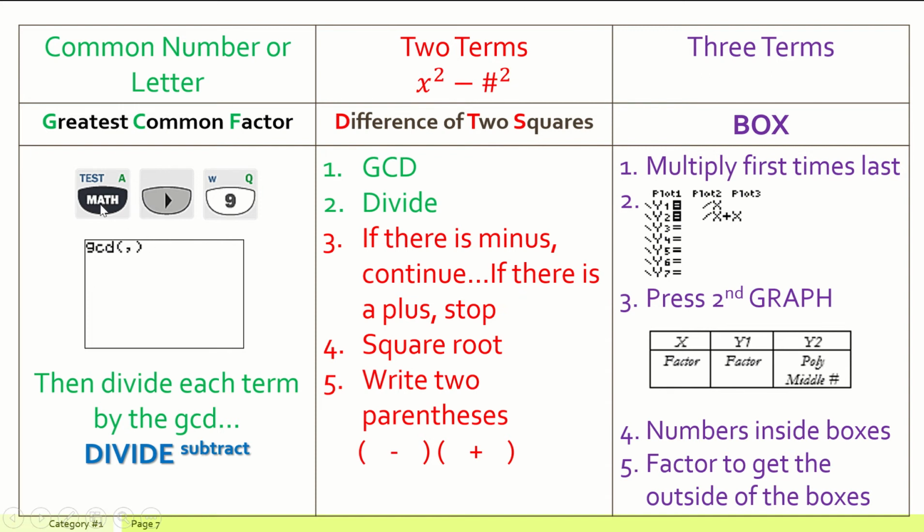If it's the difference of two squares, so obviously, once again, we look for the GCF first, divide, but if we see a minus, we're going to continue as we take the square root of the first and second term. Remember, we write two sets of parentheses to be able to factor completely. Then also we looked at three terms, a trinomial, and that's when we use our box method. So here were the steps. If you need to come back to refresh your memory, you can rewind this video and look to see how we factor. So let's get right into some examples.